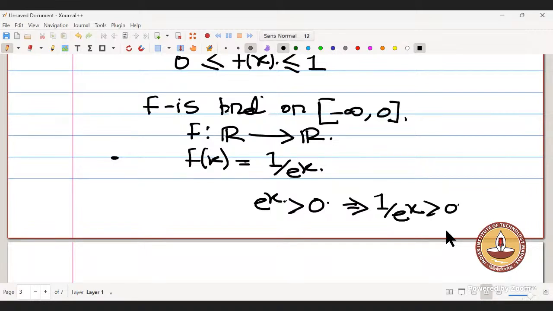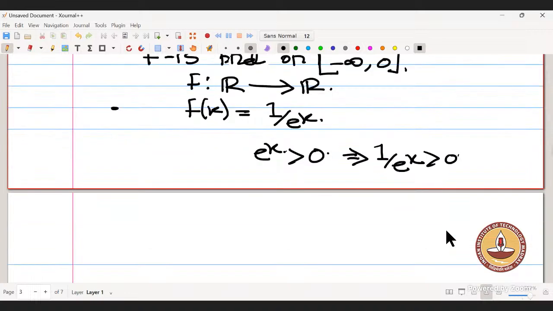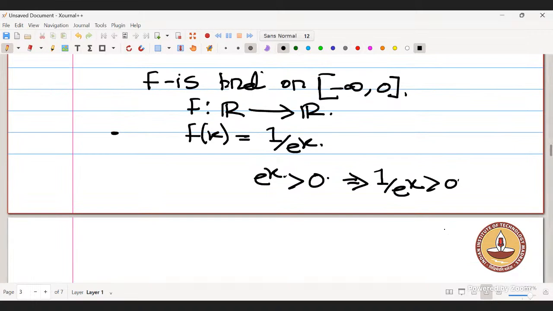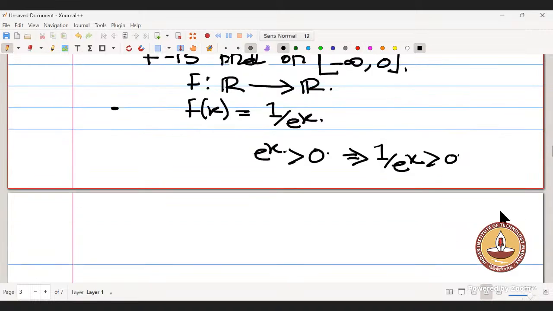Yeah, tell me how you can say whether this function is bounded or not. As we are not getting any upper bound. See, the thing is, okay. Sir, is it because the range cannot be less than zero? It will be bounded. No, I am asking about the range. Okay, so see the range.